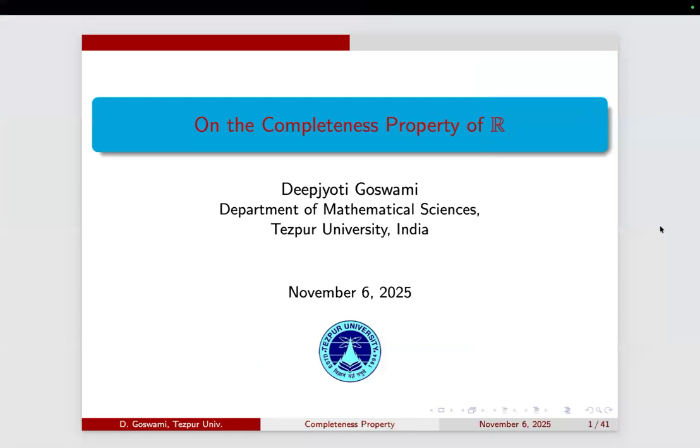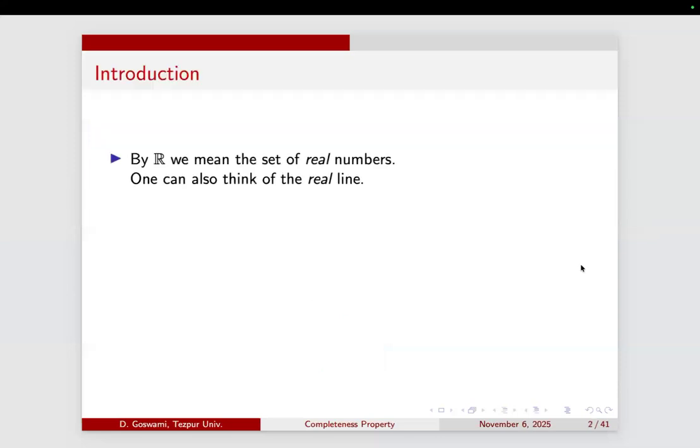So today's topic is on the completeness property of R. I have packed a lot of stuff over here in 1 hour. So I'll quickly go through the initial part, assuming all of us are familiar with this stuff. So in our very first class, we usually hear that R is a complete ordered field. And we are interested in this completeness property of R with different facets. By R, we mean real numbers, or one can think of the real line.